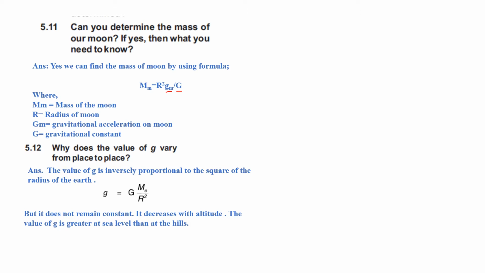The next question is 5.12. Why does the value of g vary from place to place? So the answer is the value of g is inversely proportional to the square of the radius of the earth, that is g is equal to G M_e by r squared. But it does not remain constant, it decreases with altitude. The value of g is greater at sea level than at the hills.